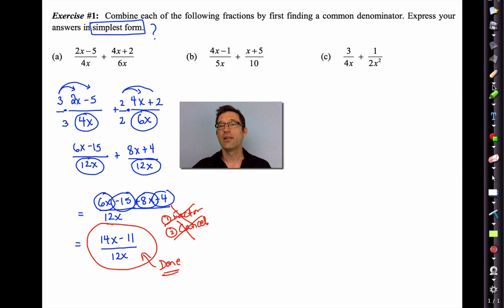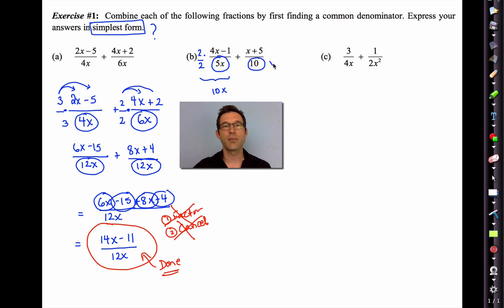Okay, let's take a look at another one. All right, letter B. 4x minus 1 divided by 5x plus x plus 5 divided by 10. Again, the most important thing, these two have to be the same. Now, to turn that 5 into a 10, I'm going to have to multiply by 2. All right, but that's going to get me a 10. In fact, it's going to get me a 10x.